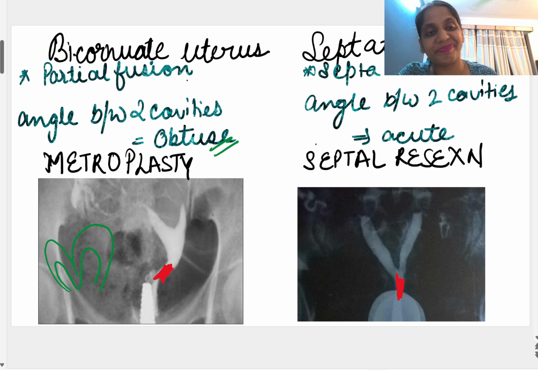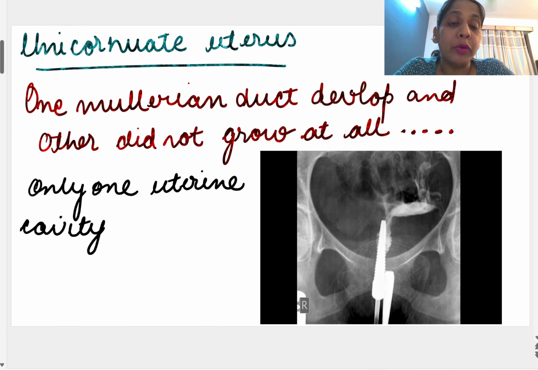Okay, so what happens now? We know that the uterus is formed from two Mullerian ducts when the lower parts of the Mullerian ducts fuse, right? So what if one duct grows and one duct didn't grow? Then our uterus will be of half size, right? And it will be tilted to one side only. That uterus is known as unicornuate uterus, and here the tilted, one-sided uterine cavity is there.